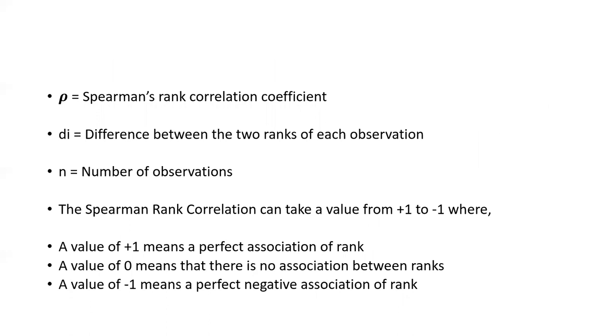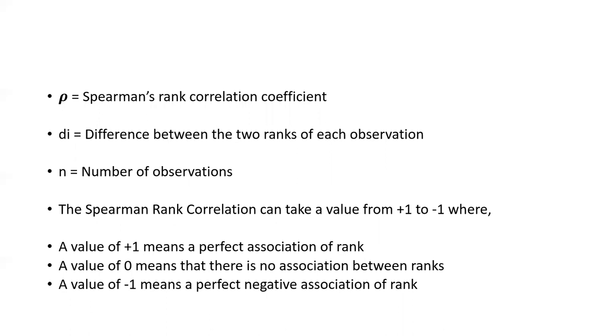Here ρ represents Spearman's rank correlation coefficient, di is the difference between the two ranks of each observation, and n is the number of observations. The Spearman correlation can take values from −1 to +1. The value of either Karl Pearson's or Spearman's coefficient will range from +1 to −1 only.